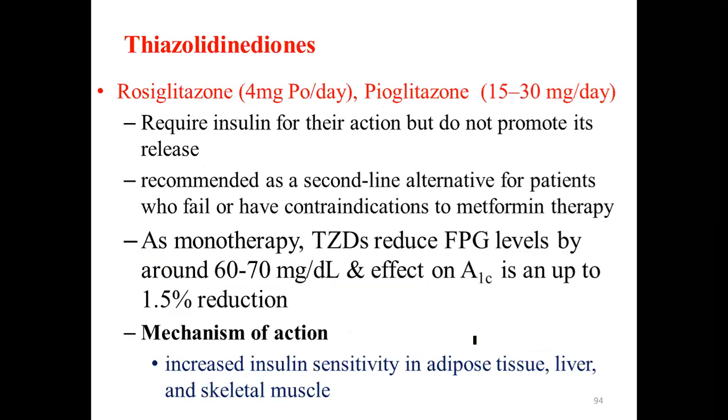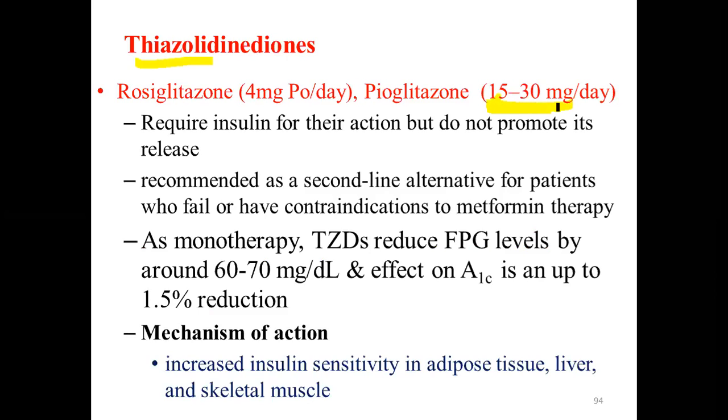The other class of insulin sensitizer is thiazolidinedione. I think they are available locally. Rosiglitazone and pioglitazone are available locally. They are part of the insulin sensitizers. They increase insulin sensitivity in the target tissues. That is the principal mechanism.